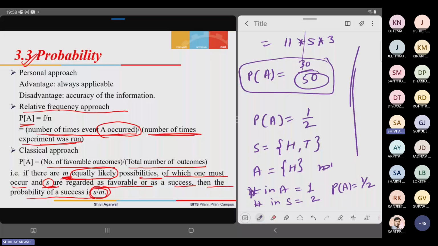Yes, correct. Yes, maximum students reply. So I will go for that now. How many students are replying?